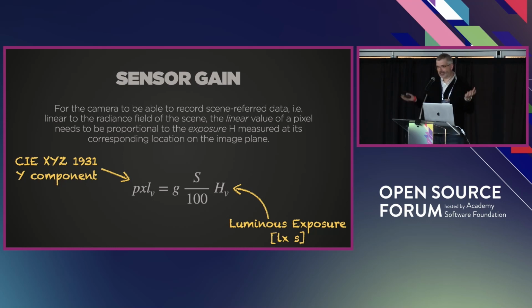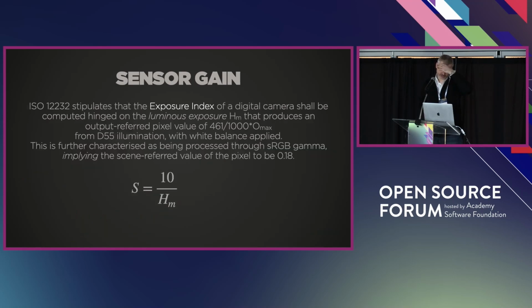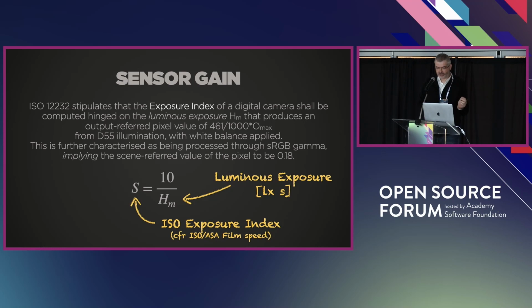There's a gain to be applied so that the units of lux seconds you have on one side become 0.18 or whatever on the image. And you call this sensor gain, and there's a standard for digital cameras that says a whole thing that I wrote there. Don't read it. If it's important to you, you can look at the recording, or I'll share the slides. But effectively, it's a very simple formula. The formula says if the pixel is 0.18, this is the formula that tells you what the sensitivity was. Okay, that's great. We can do that.